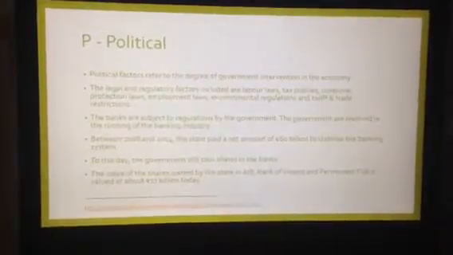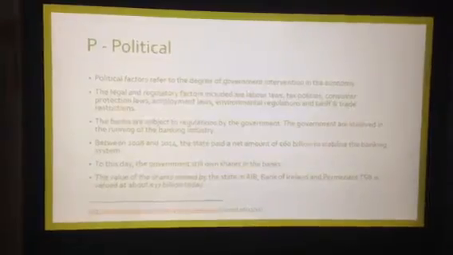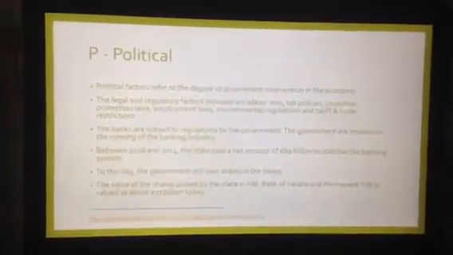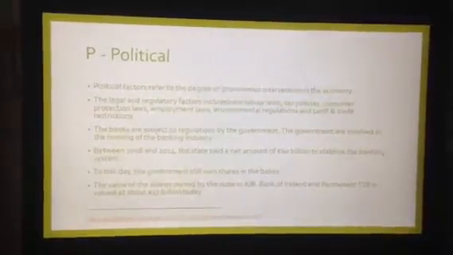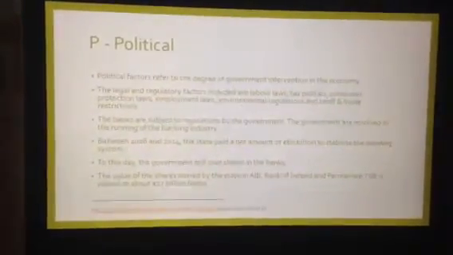Between 2008 and 2014, the state paid a net amount of €60 billion to stabilise the banking system. To this day, the government still owns shares in the banks. The value of the shares owned by the state in AIB, Bank of Ireland and Permanent TSB is valued at about €17 billion today.